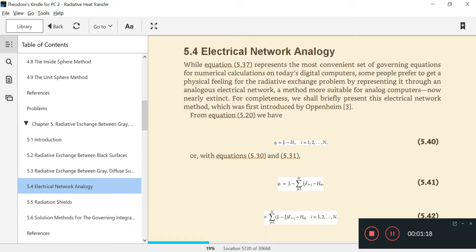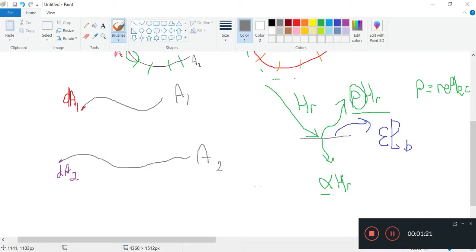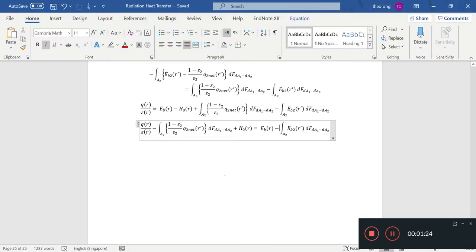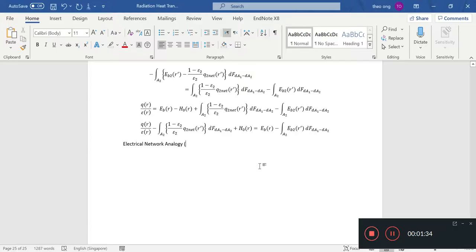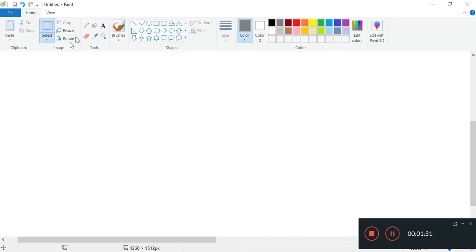So what is this electrical network analogy? Let me just refresh our memory. This one is called the electrical network analogy, section 5.4 of Modest's textbook, Michael F. Modest. This is pretty important for us to have a physical handle of what's going on. So as with all analogies, let's just talk about electrical networks for one.